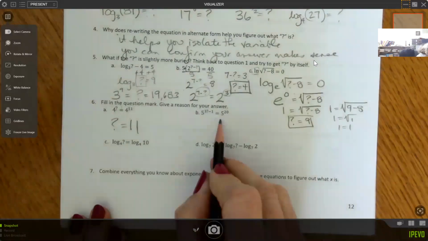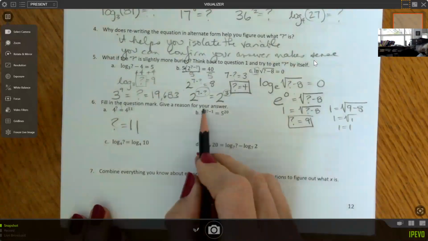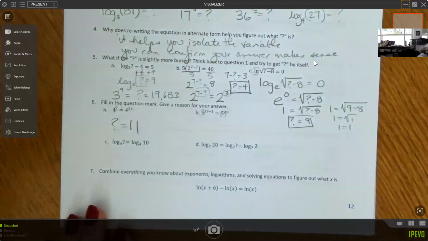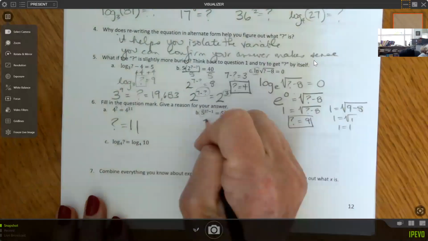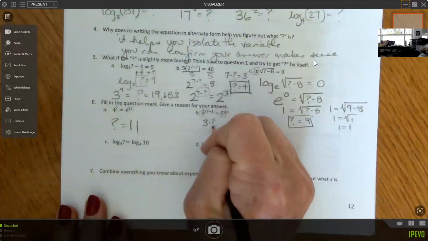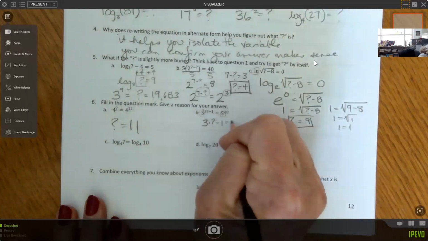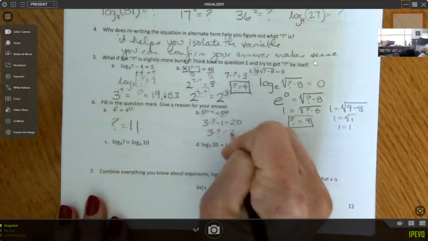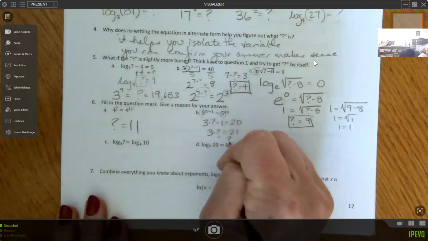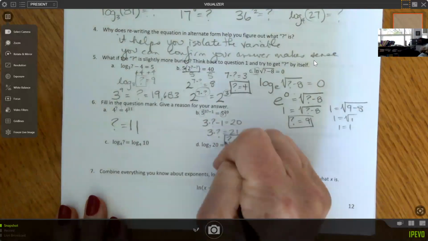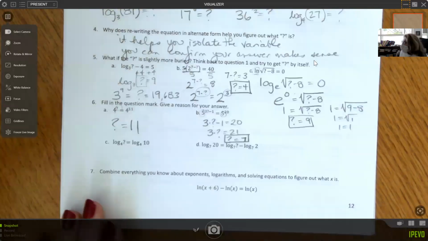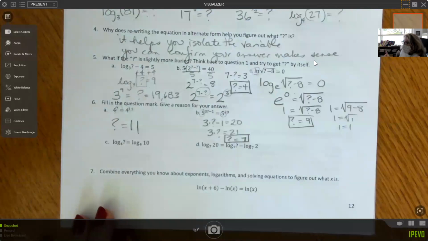So here, the same sort of thing. The base is 5 and they're equal. I don't even have to worry about that base 5. And so I know that 3 times question mark minus 1 equals 20, right? 3 times question mark equals 21. We are all good that the question mark has to be 7, right? And you can put it in and double check. 3 times 7 is 21 minus 1, okay?